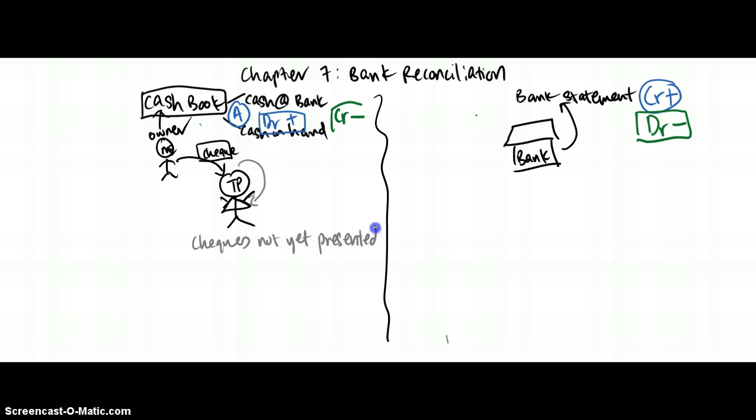Now, because he didn't go to the bank to present it, would the bank know? Of course not. The bank doesn't know. But for me, the owner, I already know because I have already paid, right? So this is a case of, let me just do it in a different color for visual sake, I know and the bank doesn't know. Yeah, so let's just do a bubble wrap.